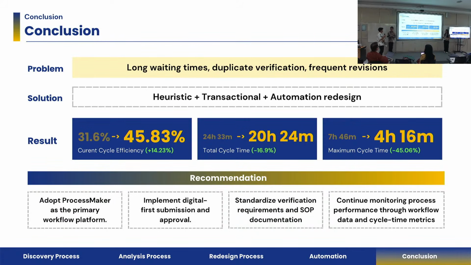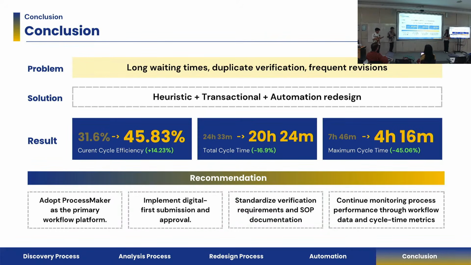So we're moving into the conclusion. Again, problem: long waiting times, duplicate verification, frequent revision. Solution: heuristic and transactional automation redesign. The result we got is from SAP Signavio. We simulated, and cycle efficiency improved by 14%, from 31% to 45%. Total cycle time improved from 24 hours 33 minutes to 20 hours 24 minutes, a decrease of 16%, and maximum cycle time decreased by 45%, from 7 hours 46 minutes to 4 hours 16 minutes.